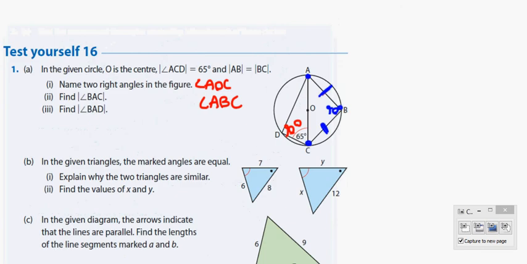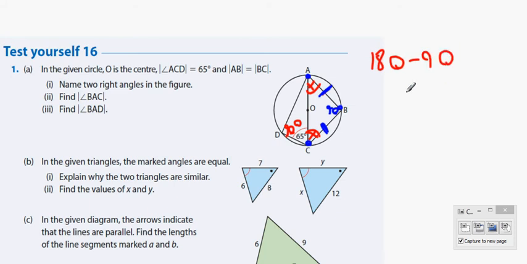Okay, next question is find the angle BAC. So the angle BAC is this angle here. Now remember, it's going to be 180. These two angles are the same, so we call them angle x. So it's going to be 180 minus 90 degrees is 90 degrees. 90 degrees equals 2x. x therefore is 45 degrees. So that one there, 45 degrees.